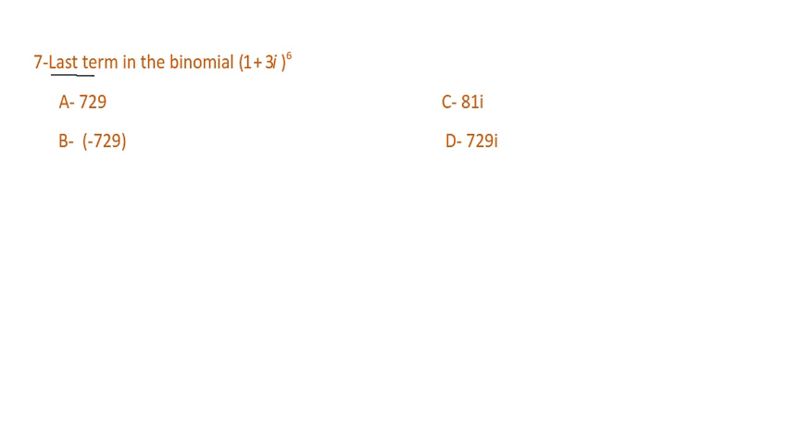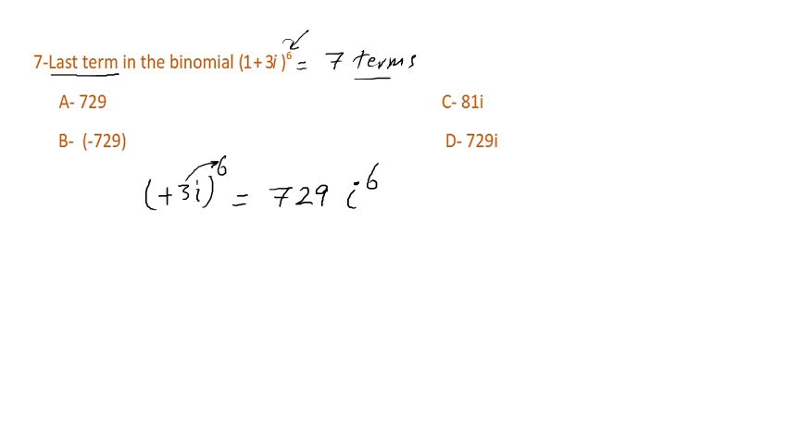The last term in the binomial (1 plus 3i) to the power of 6. As we know, this binomial gives us 7 terms as it's a power of 6. And the last term is positive 3i to the power of 6. And 3 to the power of 6 is equal to 729. i to the power of 6. i to the power of 6 is i to the power of 4 multiplied by i to the power of 2. i to the power of 4 is 1 and i to the power of 2 is negative 1.